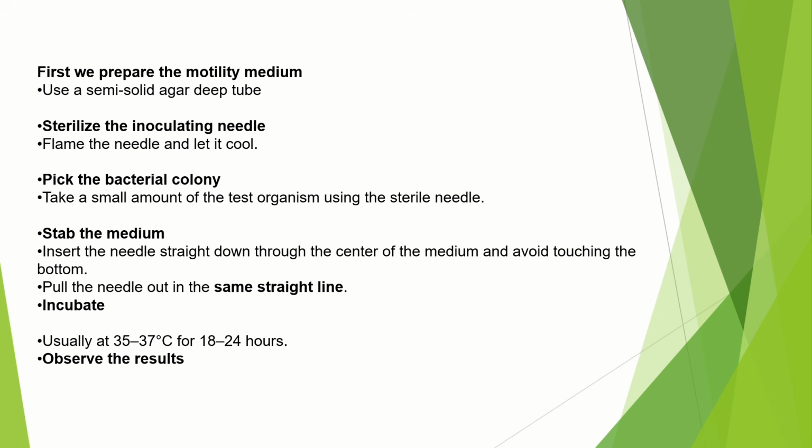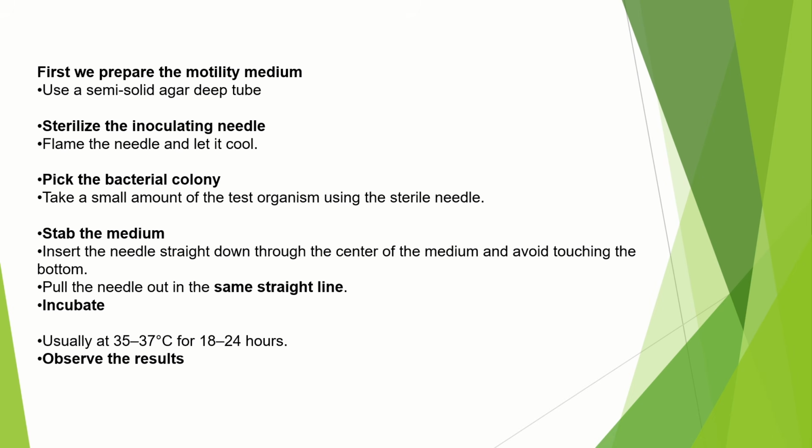Now let's get into the steps of our test. First, we prepare the motility medium. We use a semi-solid agar deep tube for this test. First comes the sterilizing of the inoculating needle. We use a Bunsen burner to flame the needle and then we let it cool down.